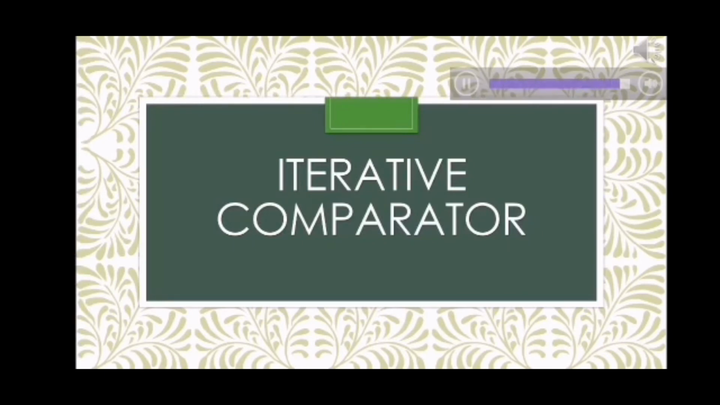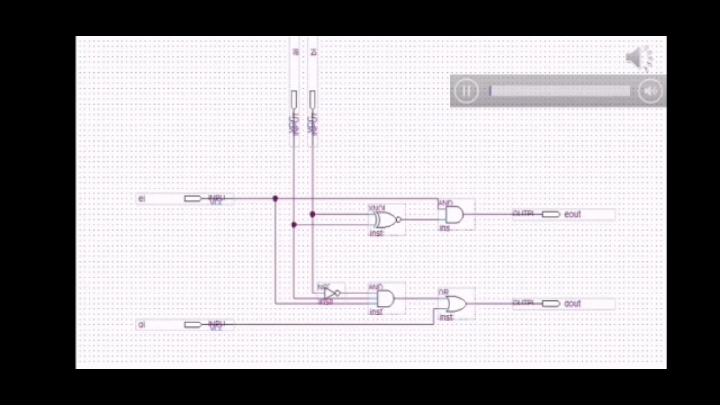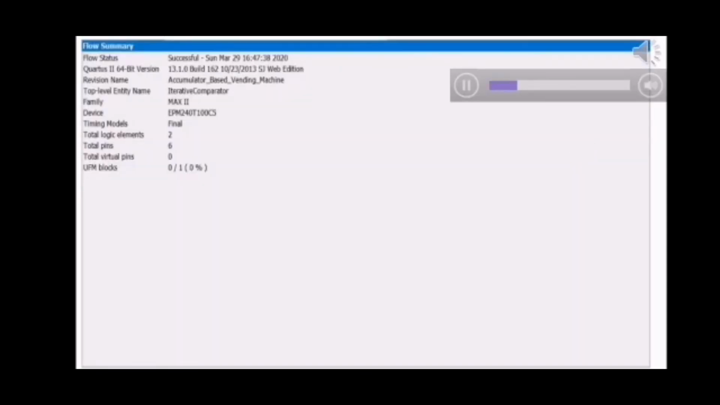Iterative comparator. This component gives a high output when the accumulator contains a value more than 11. We chose an iterative comparator from the textbook in section 6.4, and these are the compilation reports, schematic diagrams, and simulation. This is the compilation report of the iterative comparator module. This is the timing diagram simulation of the iterative comparator module.